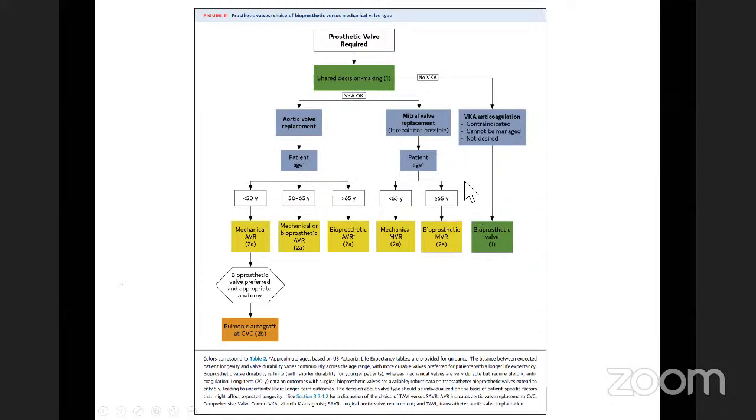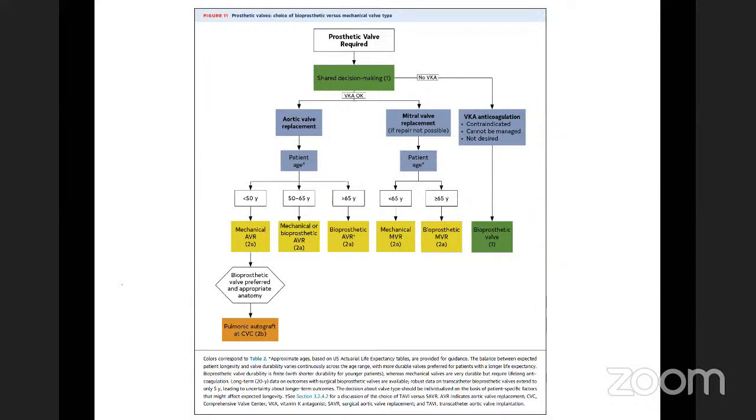Whereas if the patient is willing to go for anticoagulation and happens to require AVR, then it depends on how old the patient is. If the patient is less than 50, they will be offered a mechanical valve. This is a class 2A recommendation.